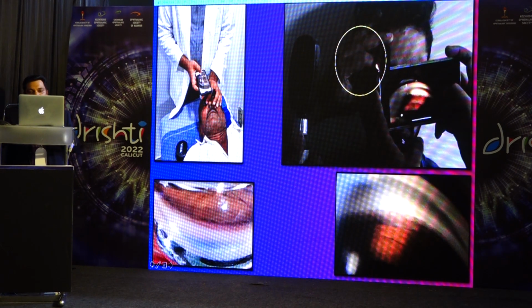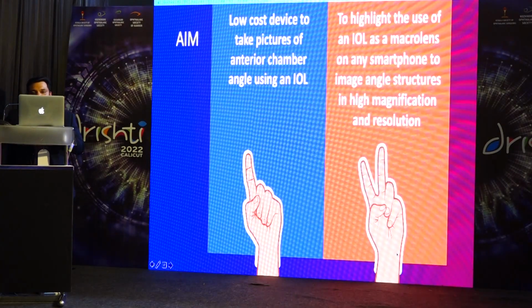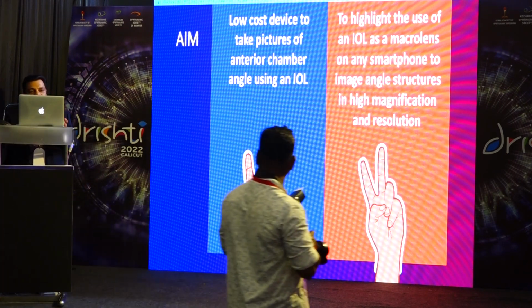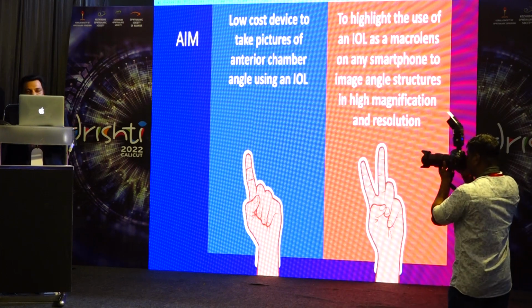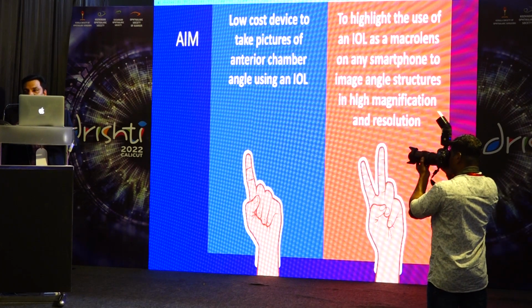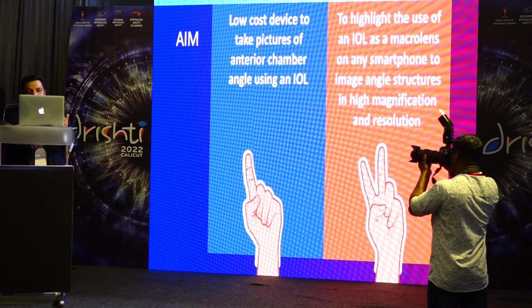The other technique utilized an iPhone 11 Pro Max, and with that you could get good images of the angle. Along with that, if there was a second observer with a retinoscope, you could throw a slit light and even get slit images of the angle. You could actually grade it also. Prithvi has already described the ASPE, so the aim of expanding its use to gonioscopy was to have a low cost device to take pictures of the anterior chamber angle using an IOL, and also to highlight that the intraocular lens can be used as a macro lens.